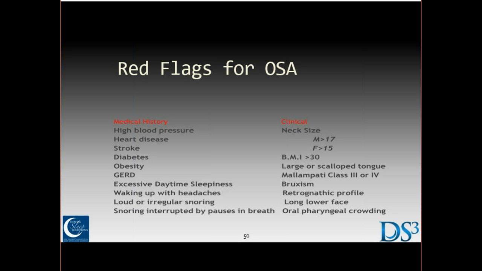Right, and I would recommend you write these things down, or print this out. I'll send you a PDF if you want it. Just get that in your head, and I promise you, if you start thinking high blood pressure, risk for apnea, heart disease, risk for apnea, large neck, risk for apnea, large tongue, risk for apnea, you start getting those things in your head, you're going to see these patients everywhere you go.